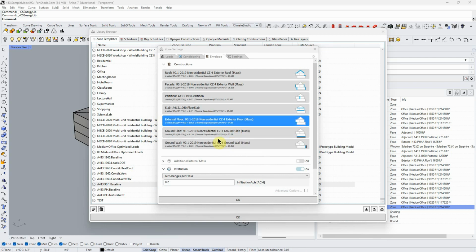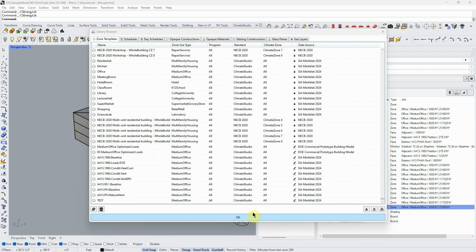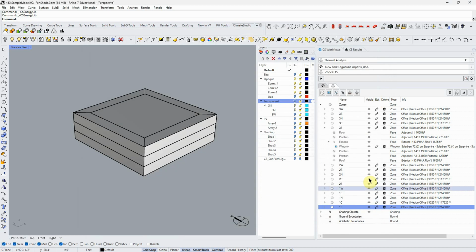The same thing with these others. So these were updated to a contemporary standard, not super high performance, but a decent standard, and then a really good air tightness. And that's how we got this result.